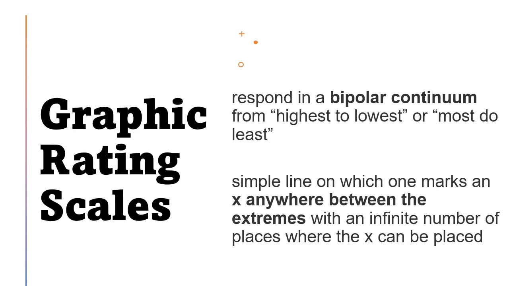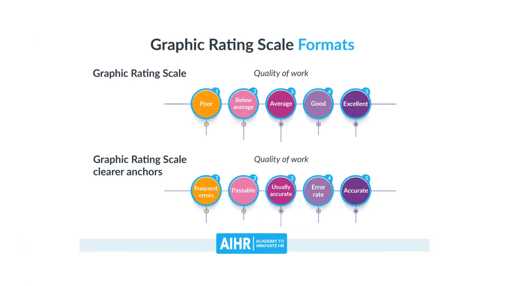Next, graphic rating scale. It's a graph, of course, responding in a bipolar continuum. Say bipolar: highest to lowest, most to least, the thing I like the most and the thing I like the least. So it's a simple line in which one would mark an X anywhere between the extremes, with an infinite number of places where the X can be placed. As you can see, there's a line here, and I will just tell them, mark an X there, if the end of the line here is excellent and the one here is poor, mark X anywhere. How would you rate the quality of work?